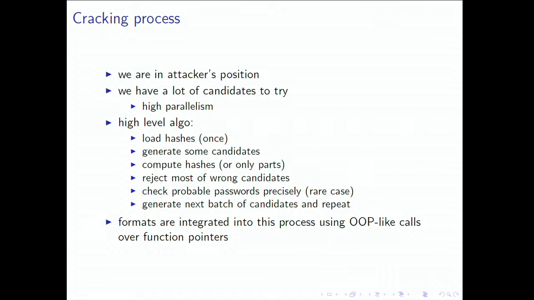I'll tell you about the process of selecting the hash. We are in the position of the attacker, and we have a lot of candidates to check. So that's why this is parallel work. It's always present. We don't need the algorithm to be parallel or non-parallel. It's always parallel. In a general simplified view, we can imagine the cracking algorithm as the load of hashes and generation of a certain set of candidates, the computation of the hash from them, or partial computation of the hash, the rejection of the non-probable candidates with low or zero probability, and then the more precise check of the possible candidates which actually can be the passwords.